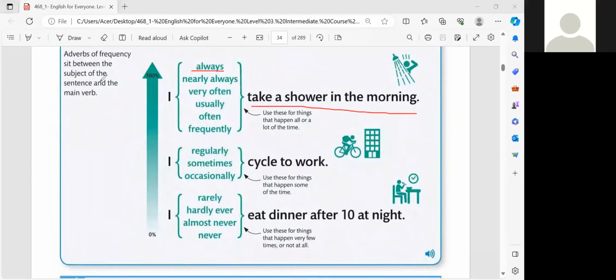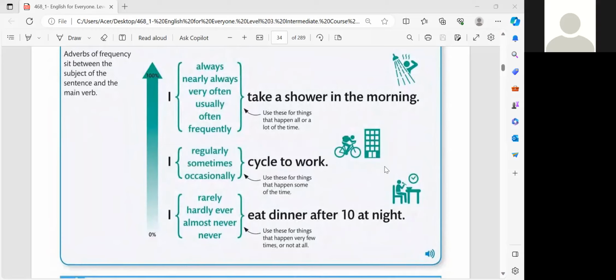Start here. Always take a shower in the morning. Nearly always take a shower in the morning. Very often take a shower in the morning. Usually take a shower in the morning. Often take a shower in the morning. Frequently take a shower in the morning.